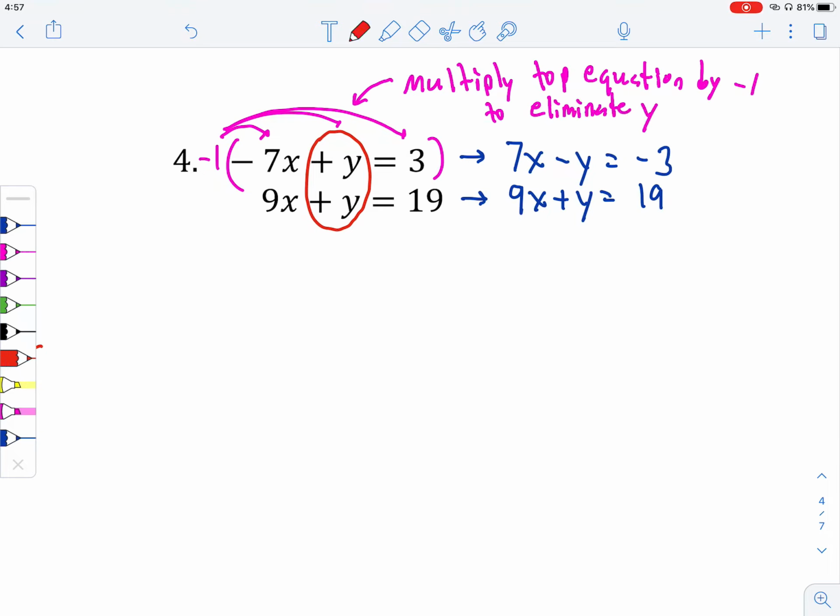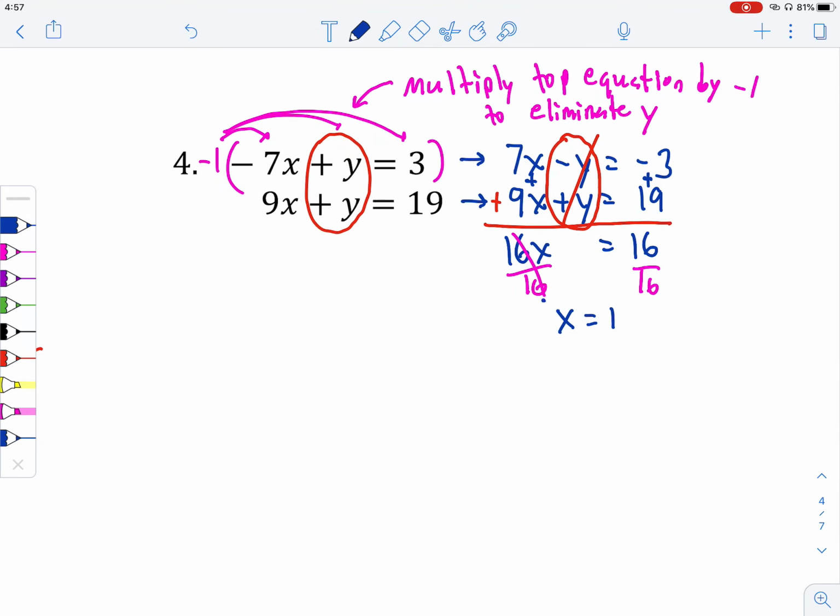Right. So now we look at it. When we add them, the y's are going to cancel because they're opposite signs. And then 7x plus 9x is 16x. Negative 3 plus 19 is 16. Divide by 16. X equals 1. Right? Easy.